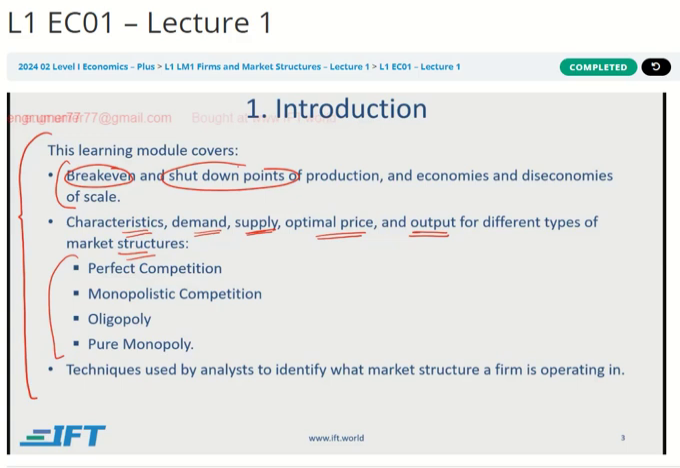What is the concept of economies of scale and diseconomies of scale, where as you increase the quantity you are producing, initially your cost goes down, but then it starts going up. So you obviously want to produce at that optimum level where your cost is the least. So economies of scale is when your cost goes down, and diseconomies is when it starts going up again. So we will look at that. And last, we're going to look at techniques that analysts can use to identify what market structure a certain firm is operating in.